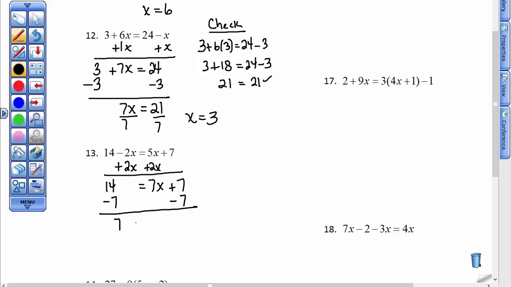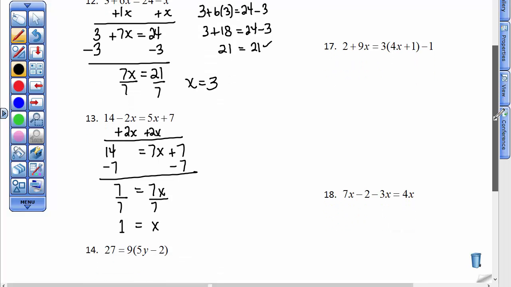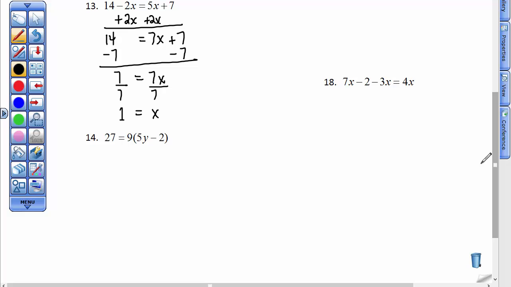And then finally, now at the very end, when I have one term on the left and one term on the right, I'm going to divide both sides by 7 to get my solution for x, which is x equals 1. And I will take that answer and put it back in the original equation and check it.